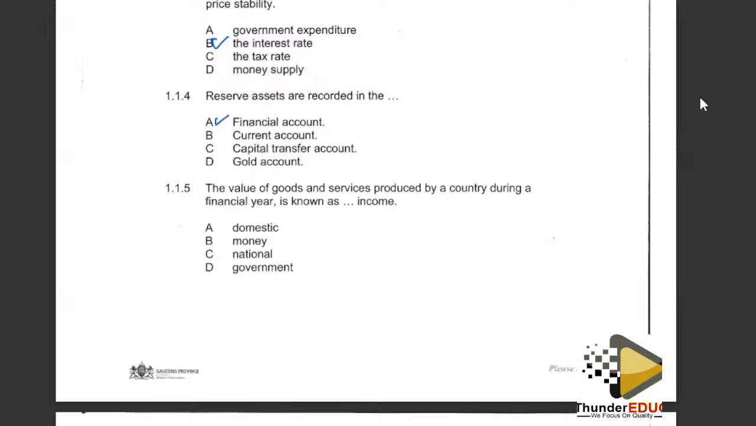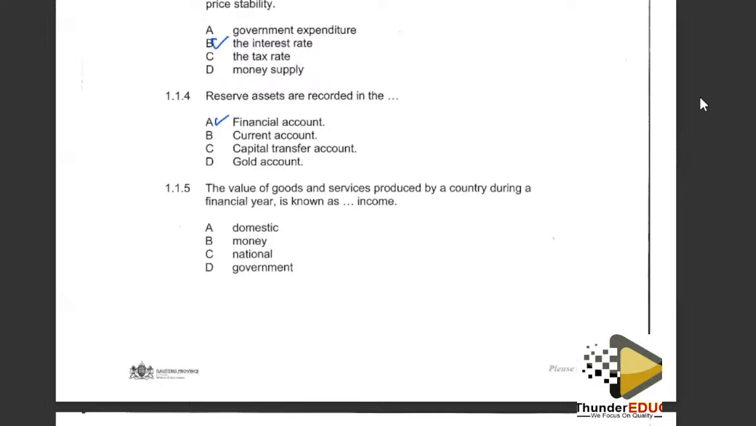Okay, right, grade 12. So now let's move on to 1.1.5. 1.1.5 reads as follows. The value of goods and services produced by a country during a financial year is known as dash income.